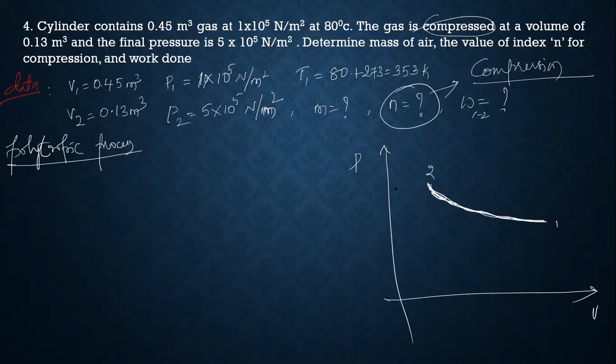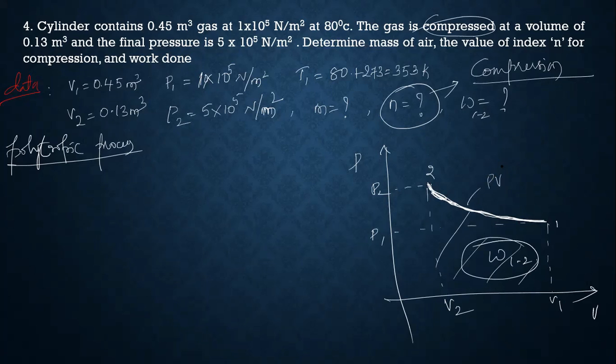It's a compression process. This will be state 1 and state 2. This is P2 and this is P1, and the corresponding volumes V2, V1. The area below the curve in a PV diagram is the work done. The curve's governing law is PV to the power of n is equal to C, where n we have to find. Let us calculate one by one.